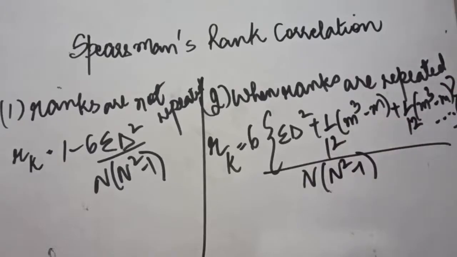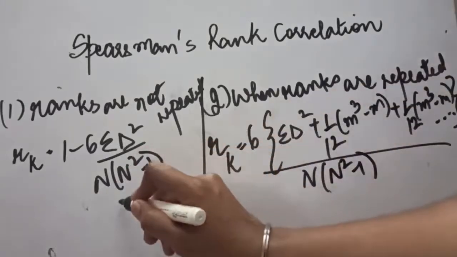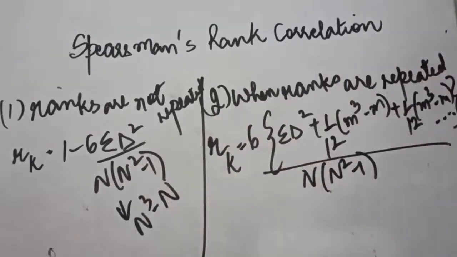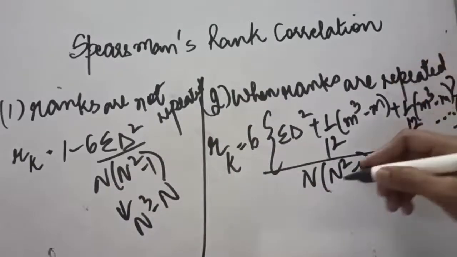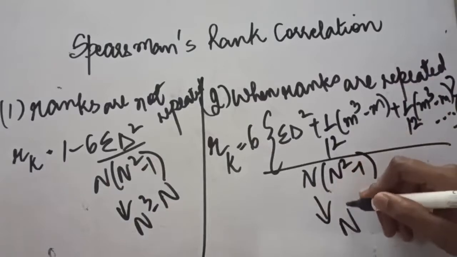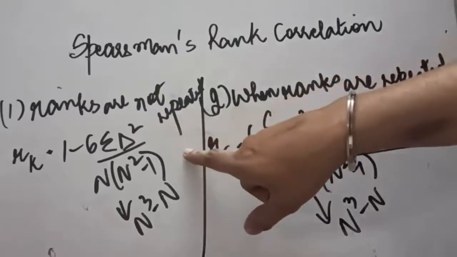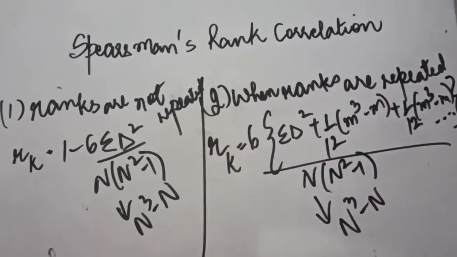Now one thing is important, that here in the denominator we can use the term n cube minus n also. So sometimes you will see that the term n cube minus n has been used. When we open the bracket, it ultimately leads to the same solution. So let us now first see when ranks are not repeated, how the question appears to be.